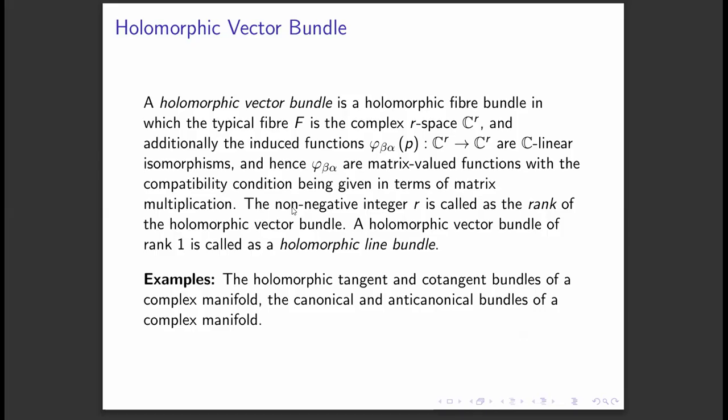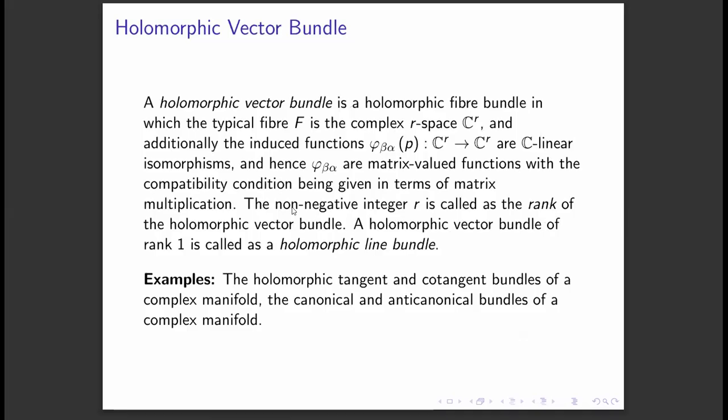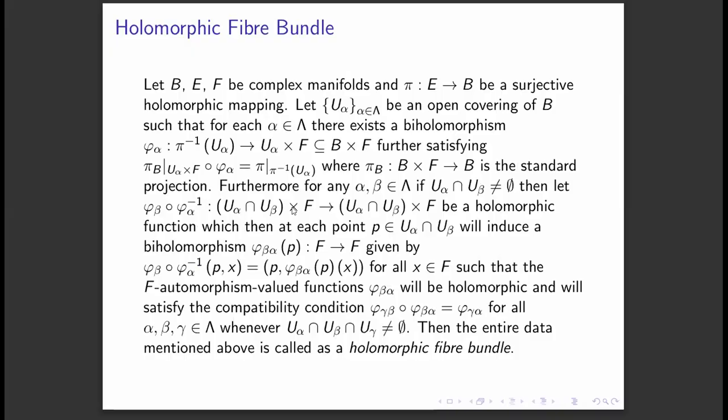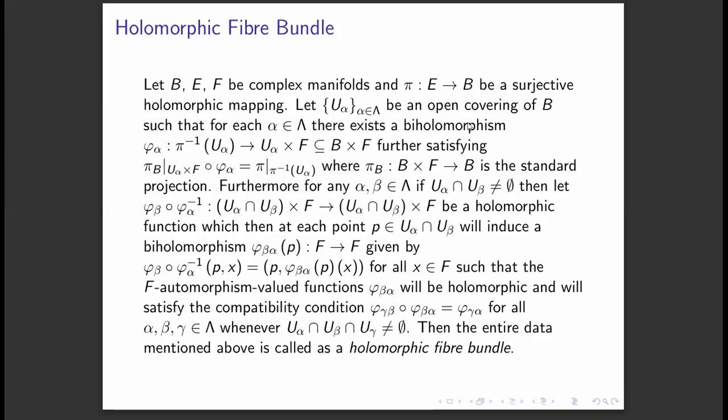Before going to some examples, there is also one more notion called a complex vector bundle. Note that a complex vector bundle is different from a holomorphic vector bundle. The difference is that in a complex vector bundle, we have the same data as that of a holomorphic vector bundle, meaning we have the base space, total space, and the bundle projection as well. And we have this complex vector space C^r.